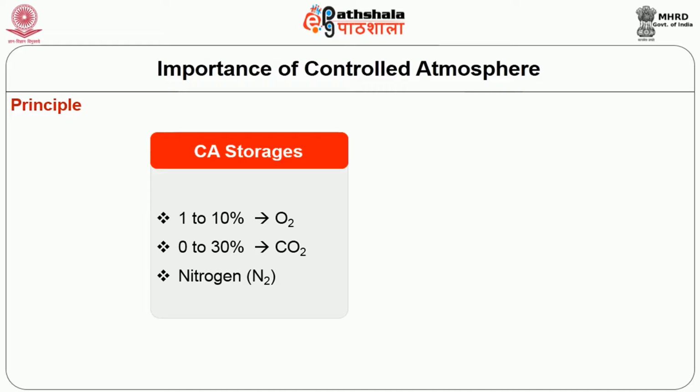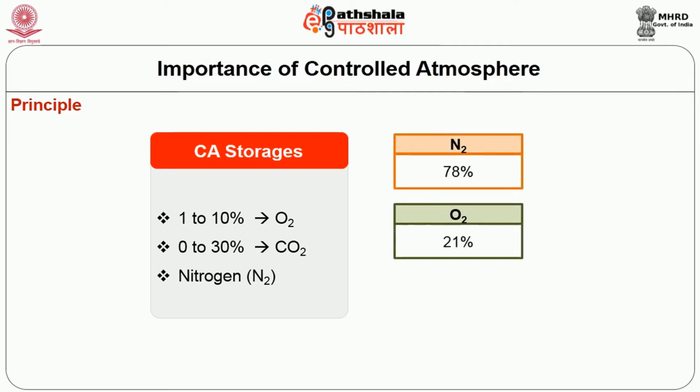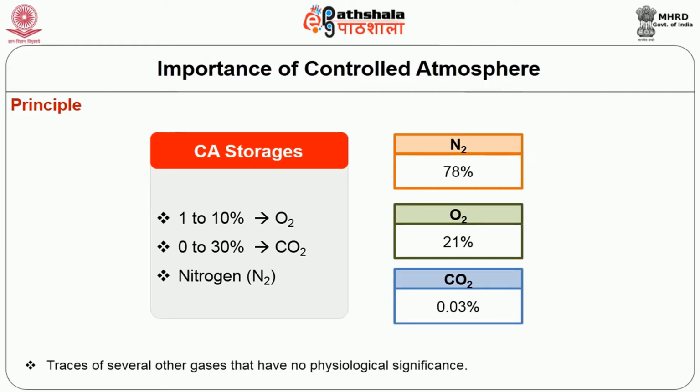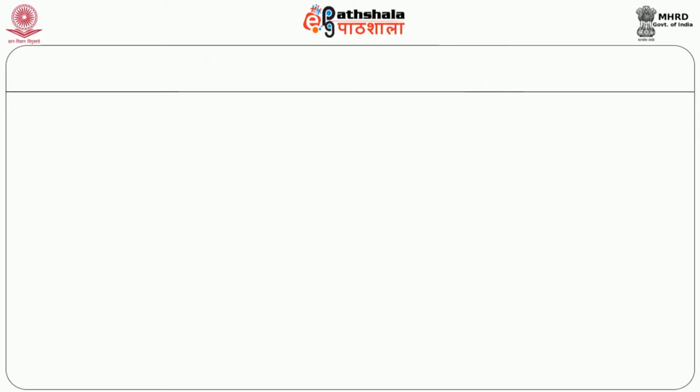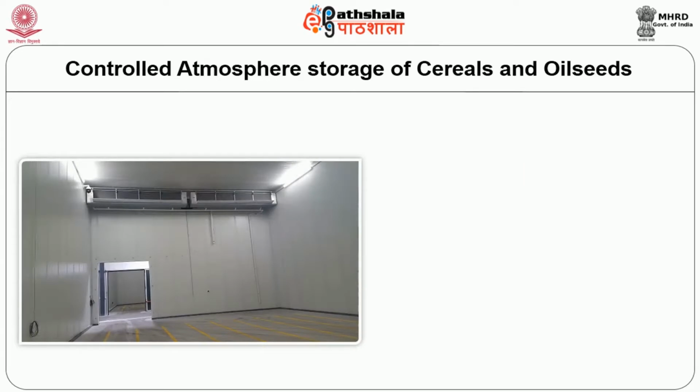balance is nitrogen. Air consists of approximately 78% nitrogen, 21% oxygen and 0.03% carbon dioxide, with traces of several other gases that have no physiological significance. The figure shows an example of the controlled atmosphere room.